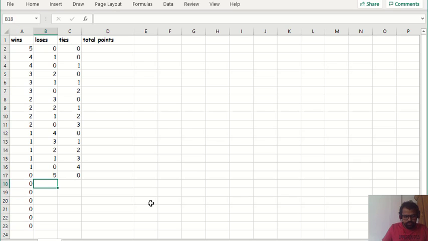Okay, so 4 losses, then 1 tie; 3 losses, then 2 ties; 2 losses, then 3 ties; 1 loss, 4 ties; and 0 losses, all 5 matches ties. This 0 has to go away.